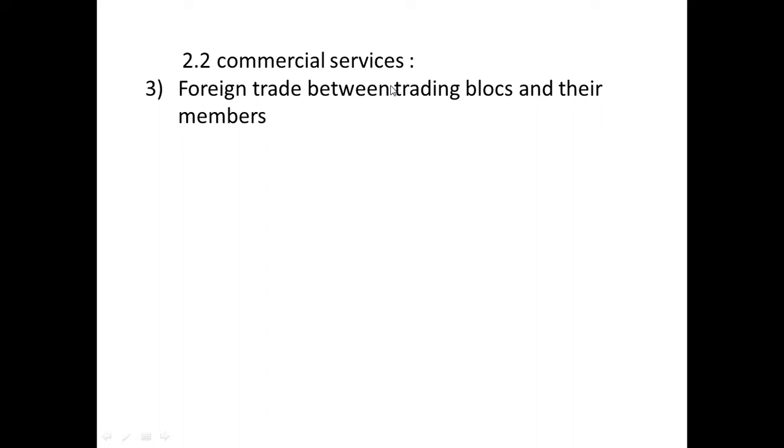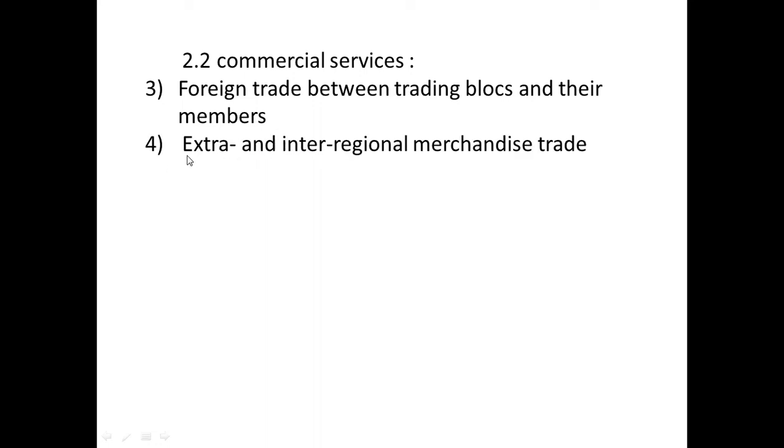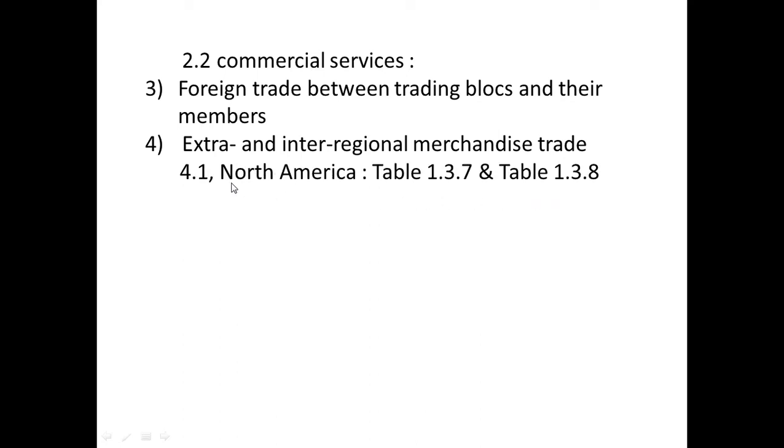The third, foreign trade between trading blocks and their members. The first one, extra-regional merchandise trade and inter-regional merchandise trade. The first sub-point is 4.1 North America. Under this sub-point, you will have 2 tables. These 2 tables again will provide you the data information that can help you to work in order to answer the question regarding this point.